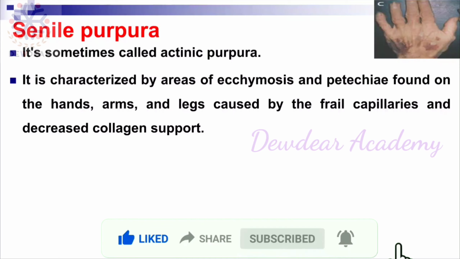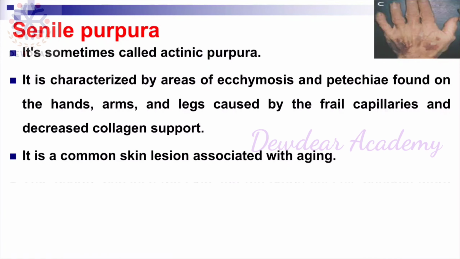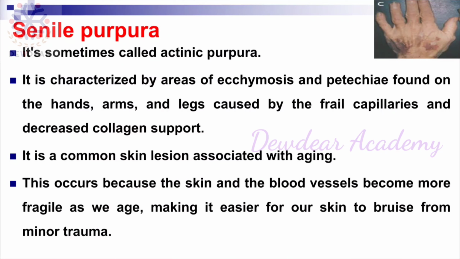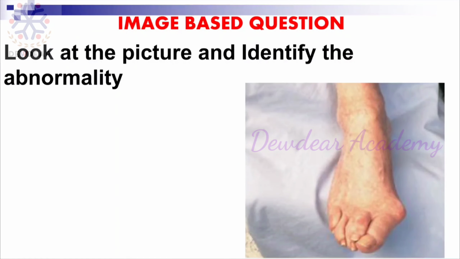And it is also known as actinic purpura. It is a common skin lesion associated with aging. It occurs because the skin and the blood vessels become more fragile as aging occurs, and it makes it easier for the skin to bruise from minor trauma. Next question, look at the picture and identify the abnormality.